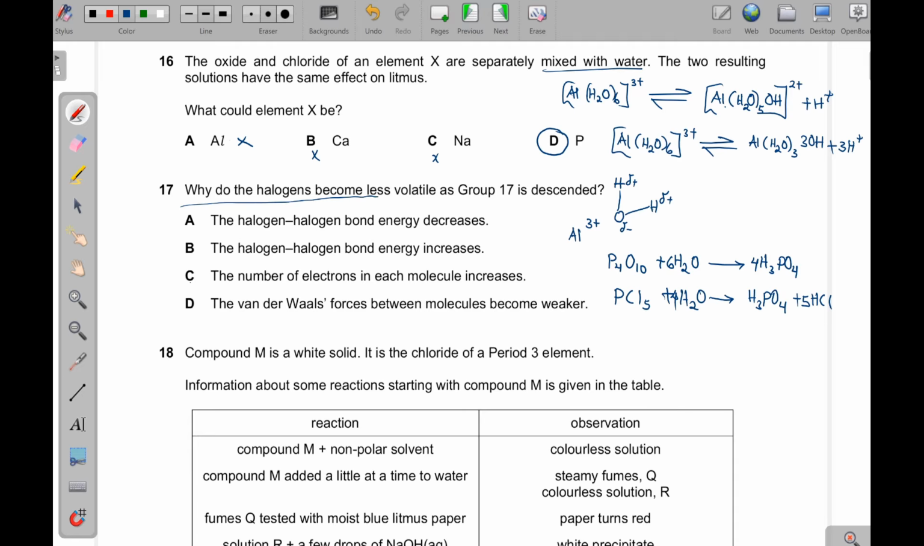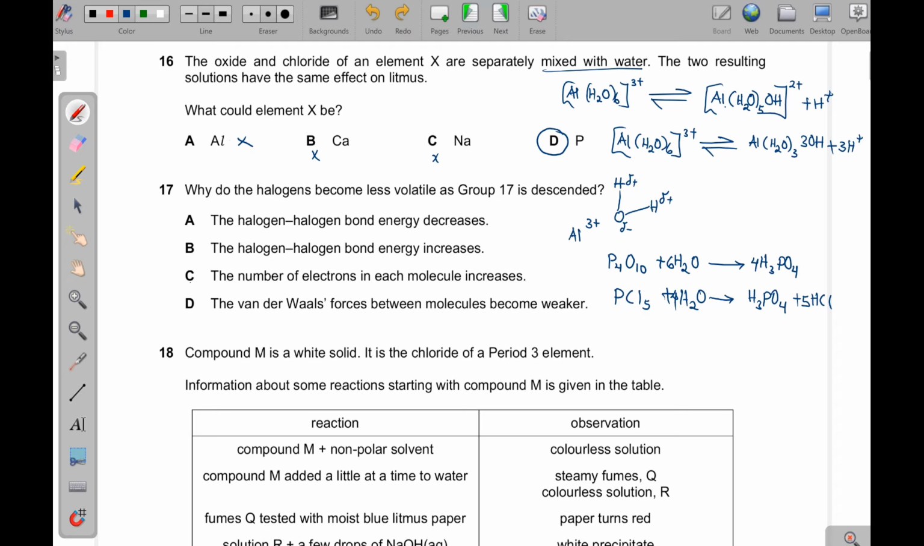Then question 17. Why do halogens become less volatile as group 17 is descended? So this one is actually about the number of electrons. As you go down the group, the number of electrons increases. And when the number of electrons increases, the strength of van der Waals forces holding these molecules together will increase. So that is why iodine at room temperature is a solid, because of the stronger van der Waals forces.